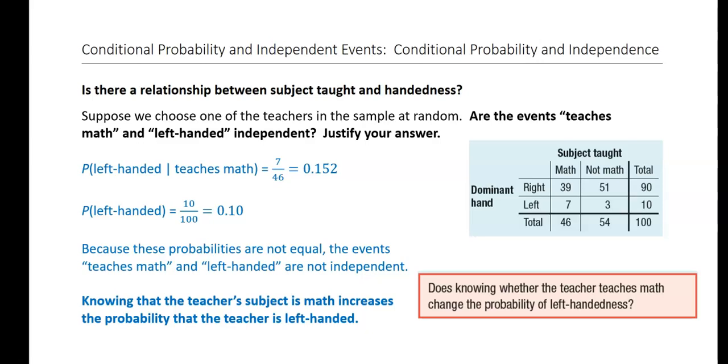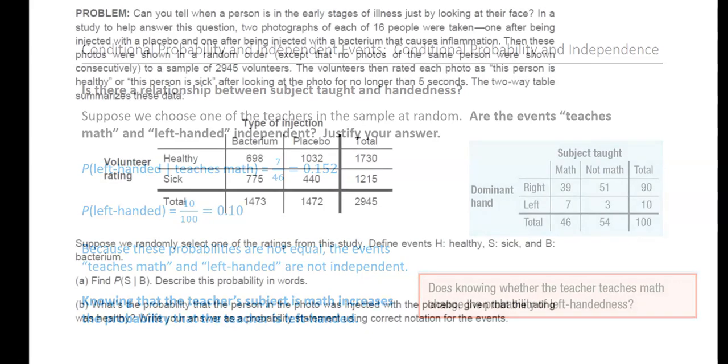Ooh, it's interesting. My older sister's a math teacher. She's left-handed. My parents are both math teachers. I'm a math teacher. We're right-handed.